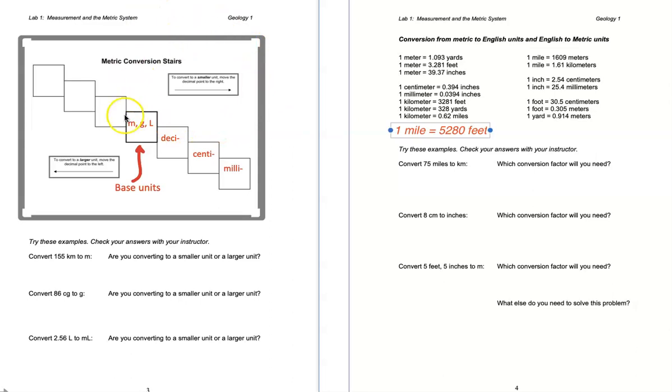And as it says up here, you'll be converting to smaller units if you go down the stairs, and then you move the decimal point to the right. Going up, we have deca with a K, hecto, and kilo. Now, I'm not going to go through how to use this exactly because I've already done it. Watch the learning video Intro 1B.3 for a very clear explanation.